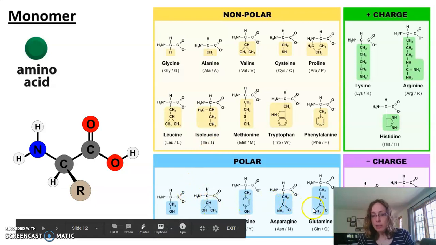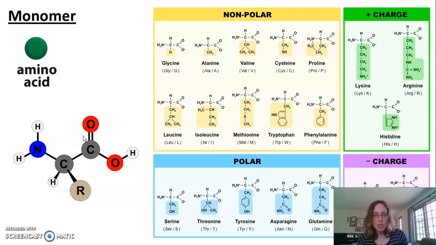There are some amino acids that are polar, either because they have an alcohol group on them or an amine group, and remember those can form hydrogen bonds. Some of the amino acids are polar, and some of them have negative or positive charges. They all have the same basic structure, but there are 20 different ones with slight differences to their structure, and these are the names of those different amino acids.